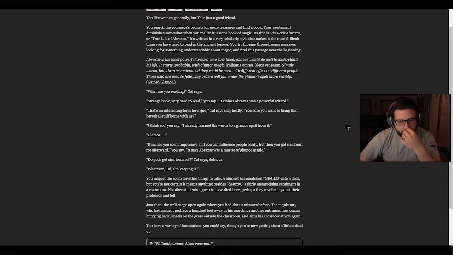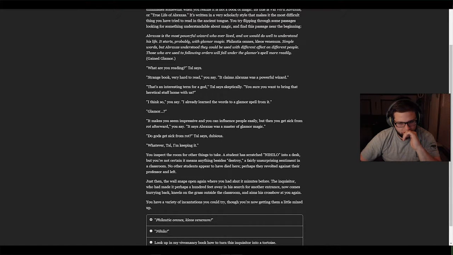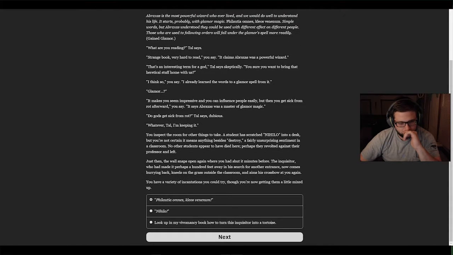Just then, the wall snaps open again where you had shut it minutes before. The Inquisitor, who had made it perhaps 100 feet away in his search for another entrance, now comes hurrying back, kneels on the grass outside the classroom, and aims his crossbow at you again. You have a variety of incantations you could try, though you're now getting them a little mixed up. Oh no. We used this, I thought. I think that was the close the door thing.